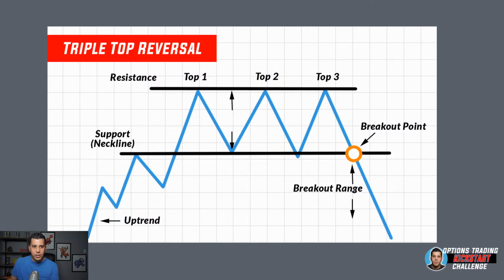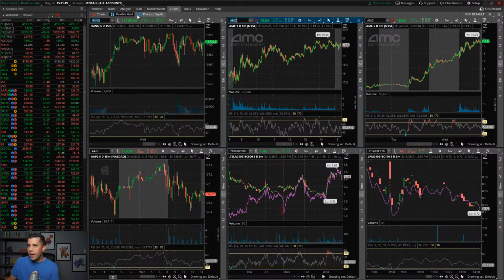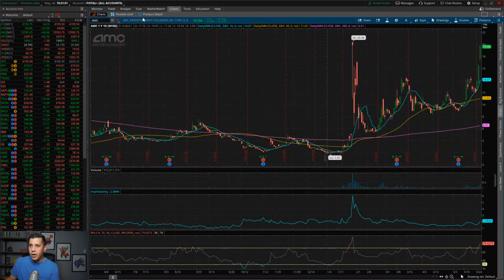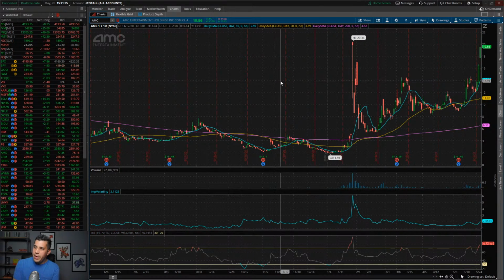So I'm going to get into some real examples here. Again, we're going to be taking questions in a little bit, and if you guys have any stocks you want to look at, let me know. But I'm going to pull up my charts here. One of them being AMC. I know it's a pretty popular stock right now, but there are actually quite a few setups in here that I want to discuss.